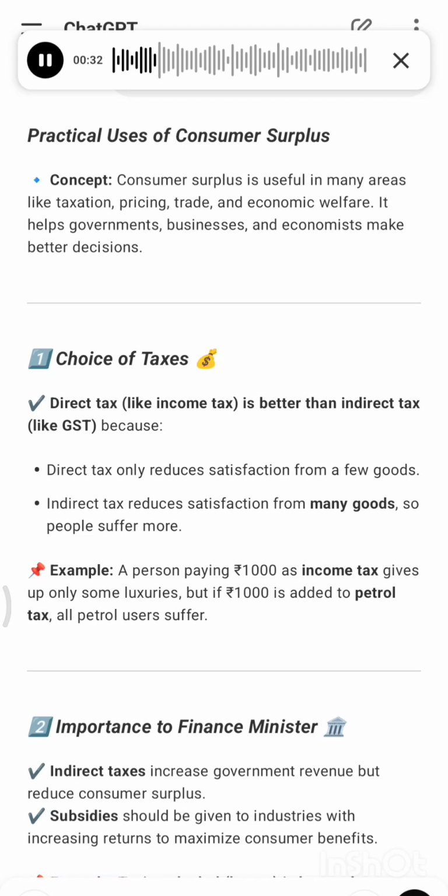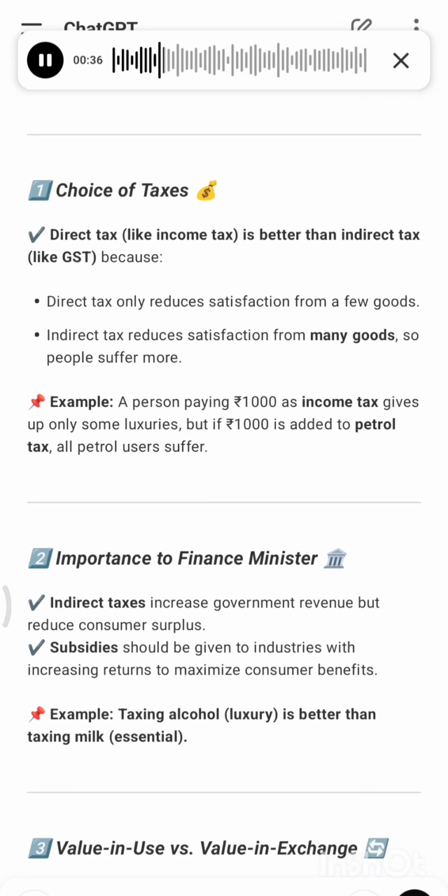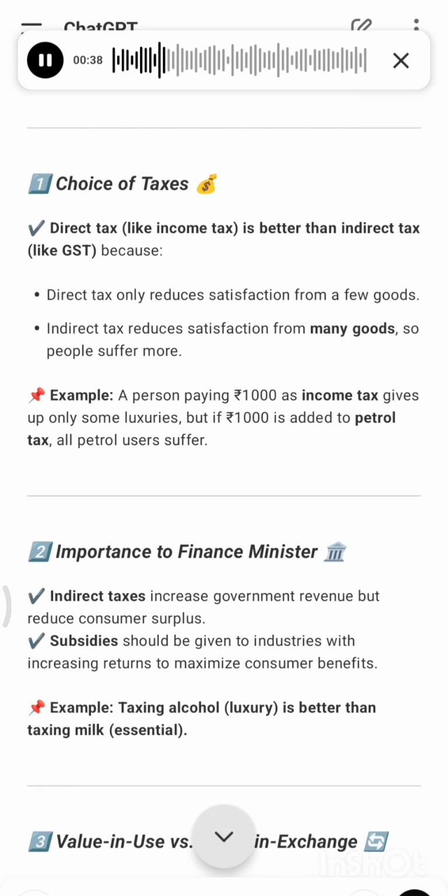Example: a person paying $1,000 as income tax gives up only some luxuries, but if $1,000 is added to petrol tax, all petrol users suffer. Importance to the Finance Minister: indirect taxes increase government revenue but reduce consumer surplus. Subsidies should be given to industries with increasing returns to maximize consumer benefits. Example: taxing alcohol, a luxury, is better than taxing milk.